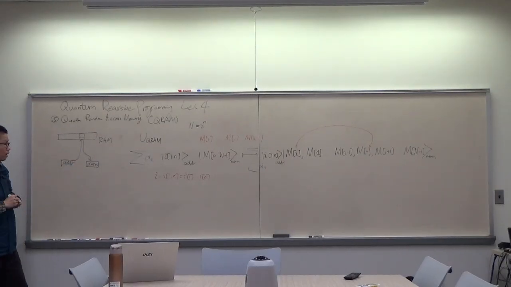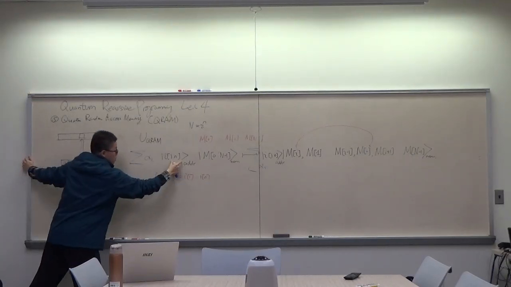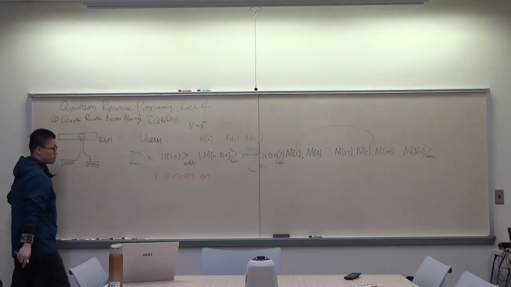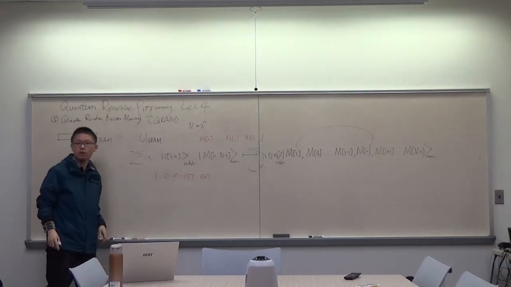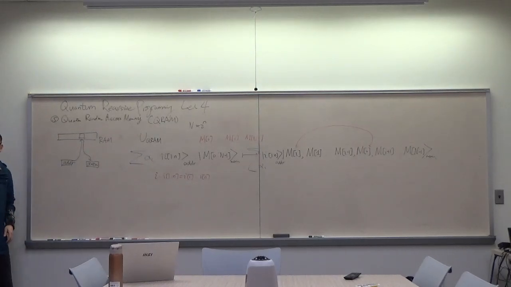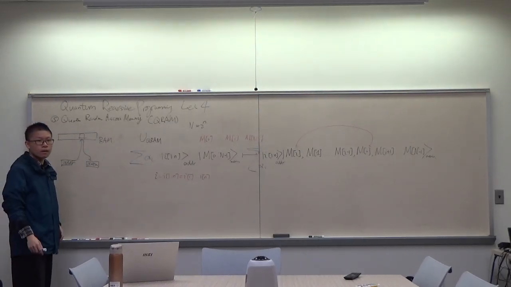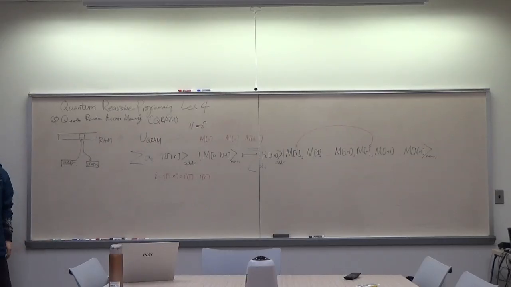This is a quantum random access memory. You are allowing the address register to be in a superposition state, and you also allow this memory to contain some quantum data. Is there any question about the definition of the QRAM?